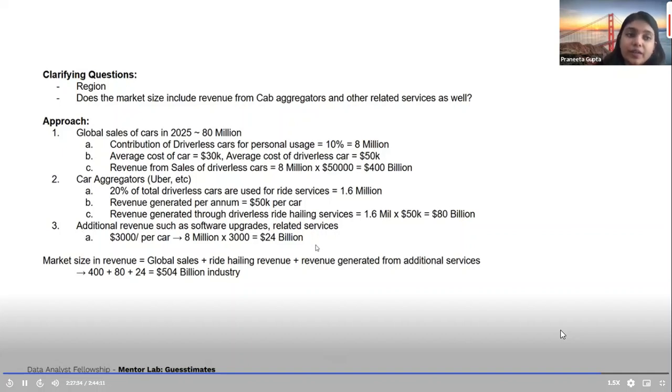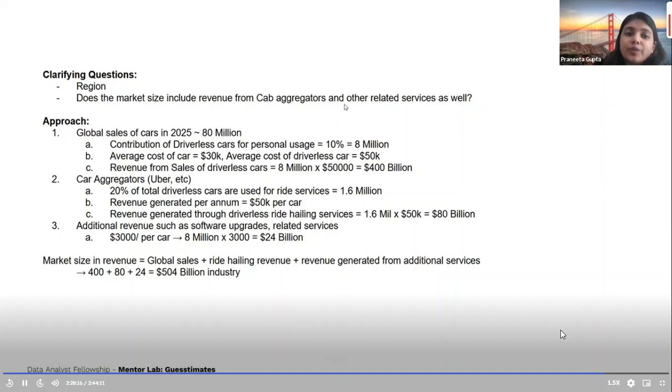Then there could be additional services that are charged, some upgrades, some software related things, and all of that will also cost. So I am going to include that as part of my revenue, additional revenue sources that I could create. I'm saying $3,000 per car per year, and here it's around 24 billion. So approximately I'm going to sum these three parameters and say it's a $500 billion market for 2025. Numbers might be very high because of course I don't know the numbers, so I've taken assumptions, but this is how I would approach it.